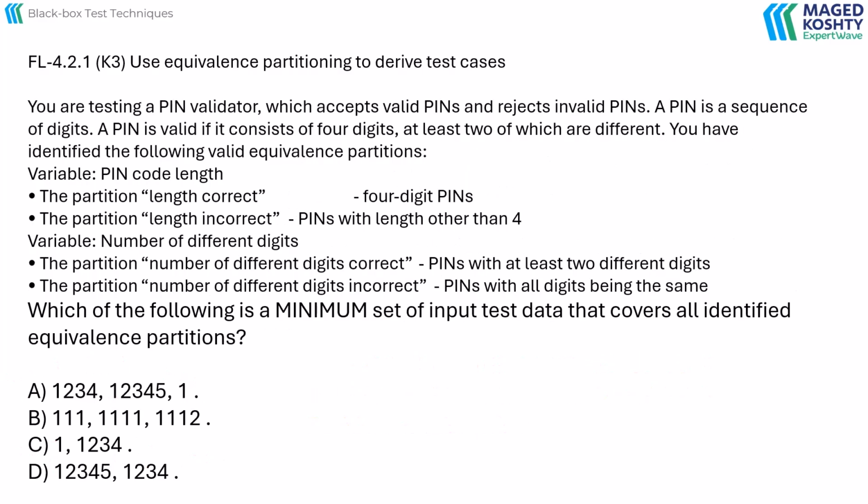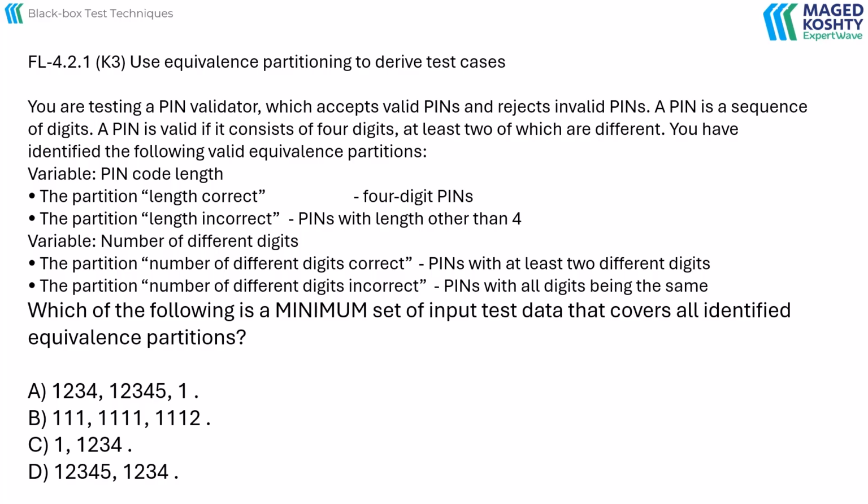Third question. You are testing a pin validator which accepts valid pins and rejects invalid pins. A pin is a sequence of digits. A pin is valid if it consists of 4 digits, at least 2 of which are different. You have identified the following valid equivalence partitions: variable, pin code length. The partition length correct: 4-digit pins. The partition length incorrect: pins with length other than 4.